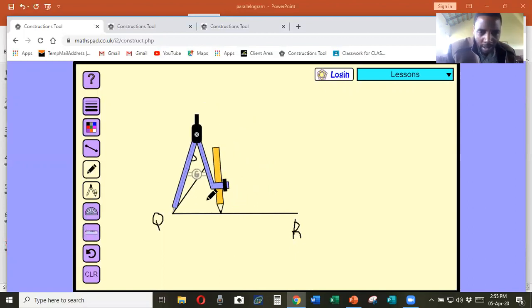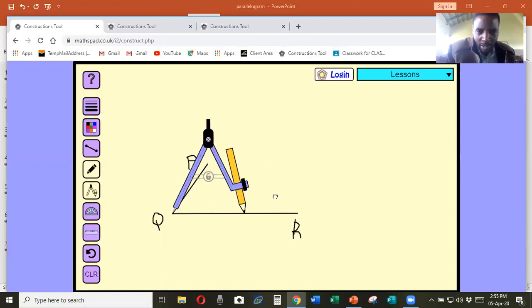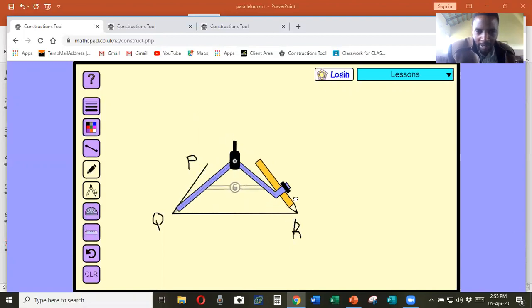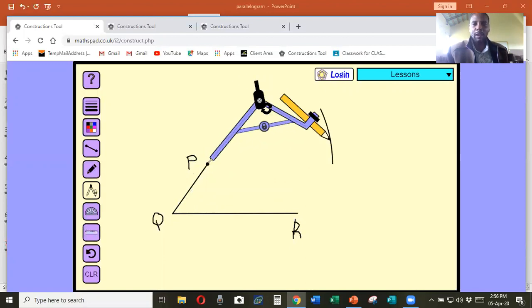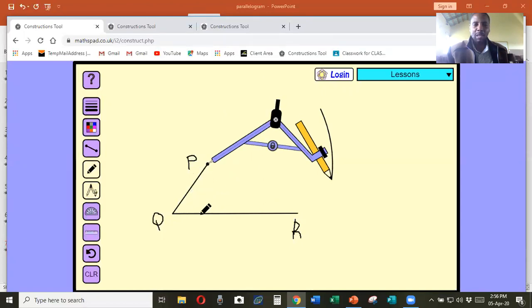I just expand it to be the radius of this line up to there. Yes. Then I lock my compass. Now I have the radius of QR, a line which is equivalent to QR. And because the opposite lines are equal, I stand here. I make a big arc here. Wherever I make that arc, it's the same as the measurement of this QR. If this QR is 8 centimeters, from P to this R will also be 8 centimeters.